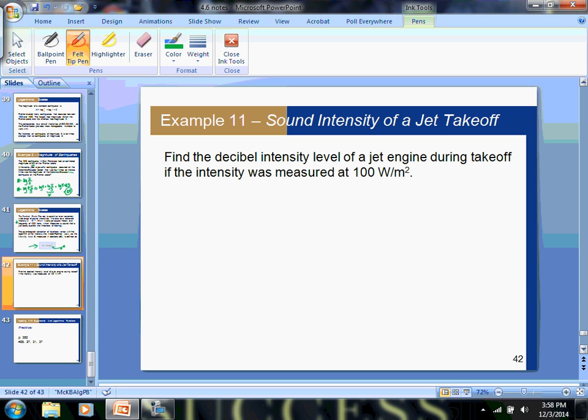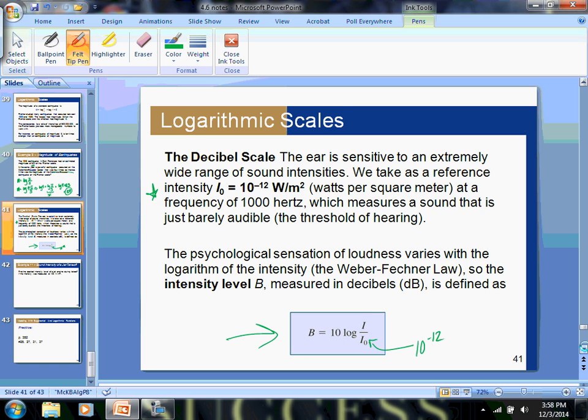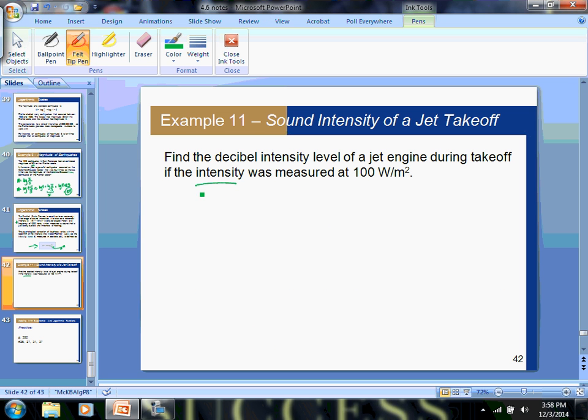Okay, so for example 11, we're going to find the decibel level. Oh, I'm sorry, find the decibel intensity. So we're going to find B of a jet engine during takeoff if the intensity, the I, is measured at 100 W per m squared. That was watts per square meter. So this intensity, that's going to be the I that we were starting with. And then the decibel intensity level is going to be B.